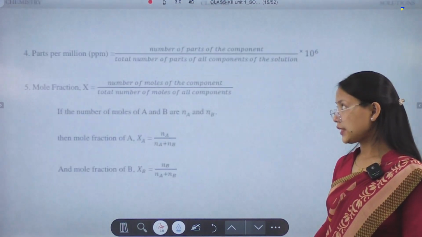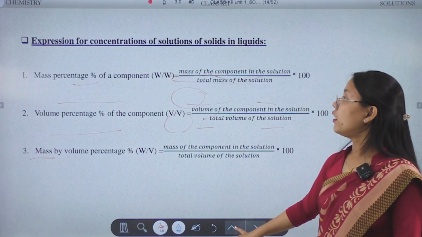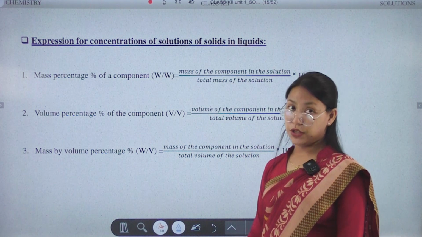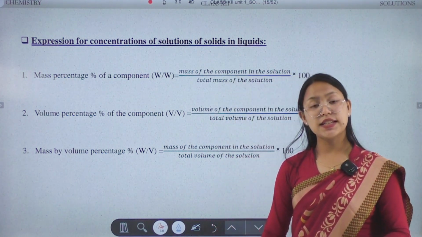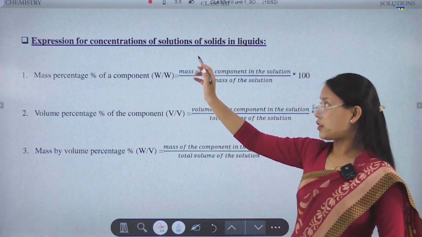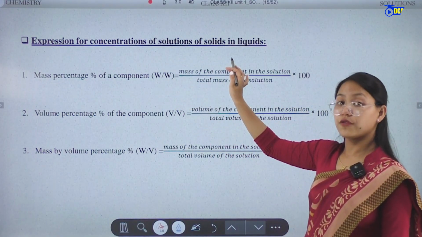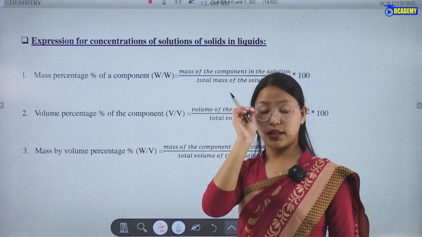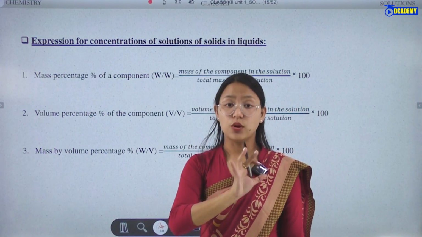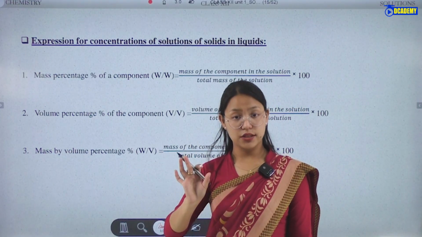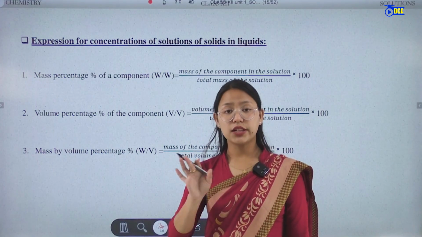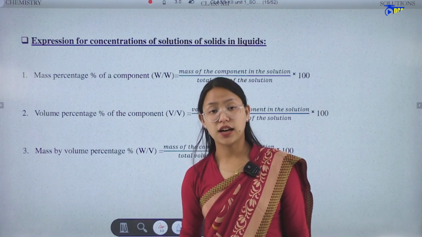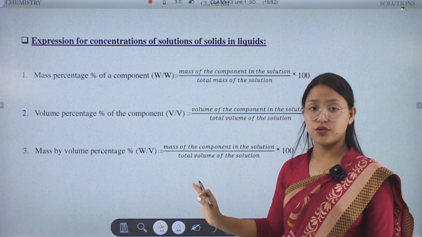Now here, next, the expressions for concentrations of solutions of solids in liquid. Solid and liquid together form a binary solution. The solid is the solute and the liquid is the solvent. Binary solution. For a solid in liquid solution, we use mathematical expressions to express the concentration.